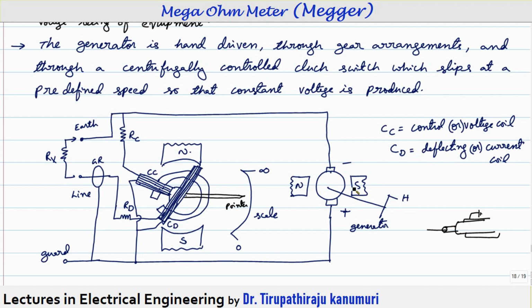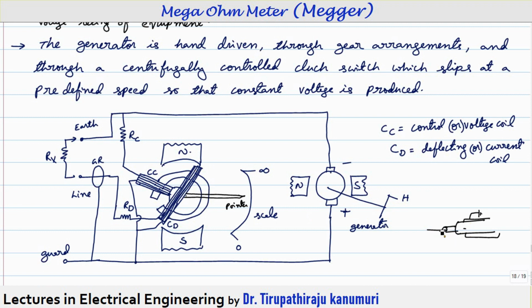But if the voltage is varying, that means the speed cannot be maintained constant, because we are rotating manually. We cannot rotate at constant speed. If the voltage is varying, when the voltage changes, accordingly the charging and discharging of this capacitor happens. So that is going to disturb the reading of your instrument. I am repeating once again.